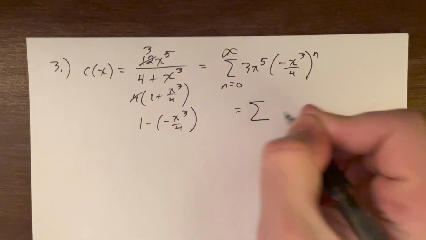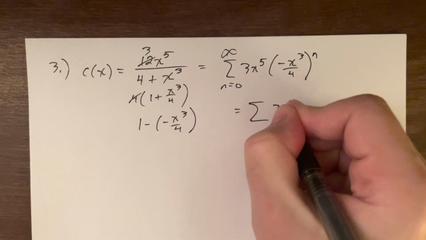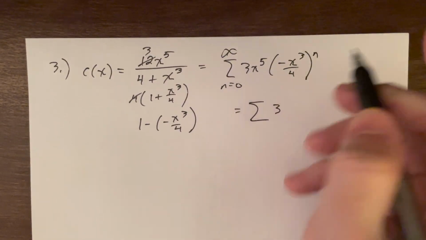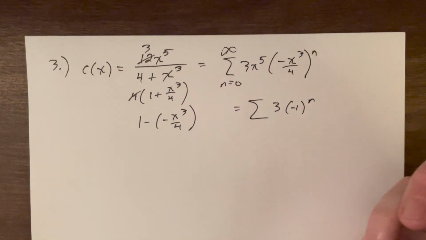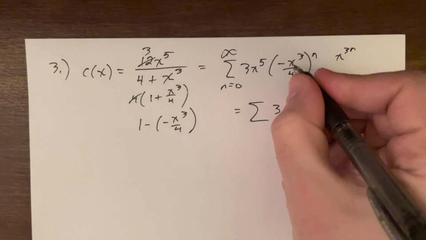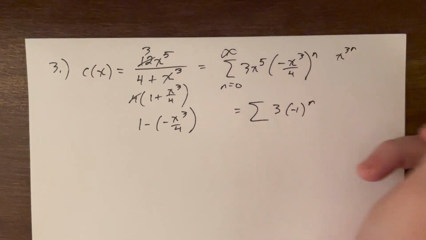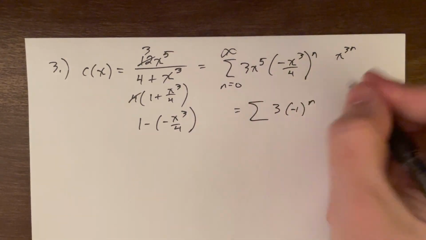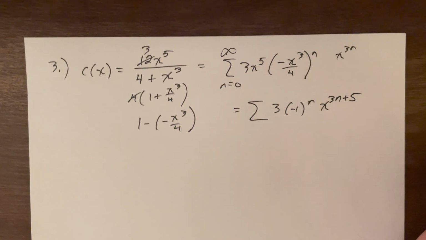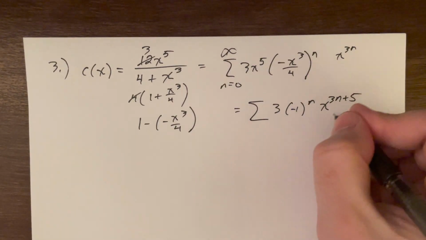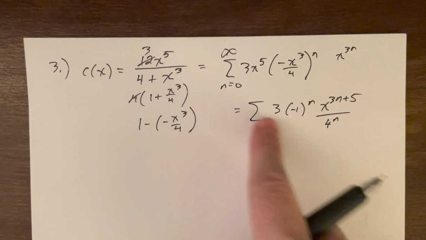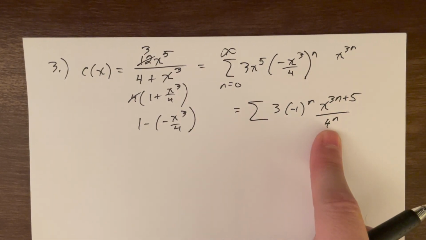Few things here. The 3 is not going to combine with anything, but that's still there. This will become a minus 1 to a power. I'll end up getting x to the 3n power when I distribute the exponent there. And an x to the 5th will become x to the 3n plus 5. The denominator, you get a 4 to the n. You know, we saw in the previous, we had 10s and 10s.